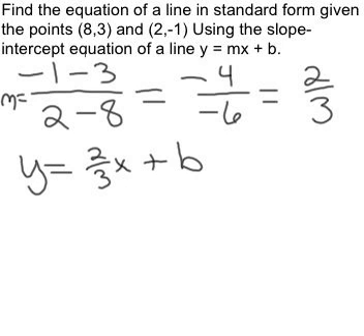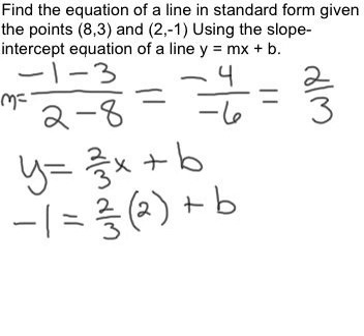So we're going to pick either (8, 3) or (2, -1) and come up with our equation. So I'm going to pick, I don't know, (2, -1). So the -1 is going to go in place of the y, since it's a y value. And the 2 is going to go in place of the x. And we're going to just solve for b. So -1, don't have to mess with that, but 2/3 times 2. And again, anytime you have fractions times a whole number, put it over 1. So we'd have -1 equals 4/3 plus b.